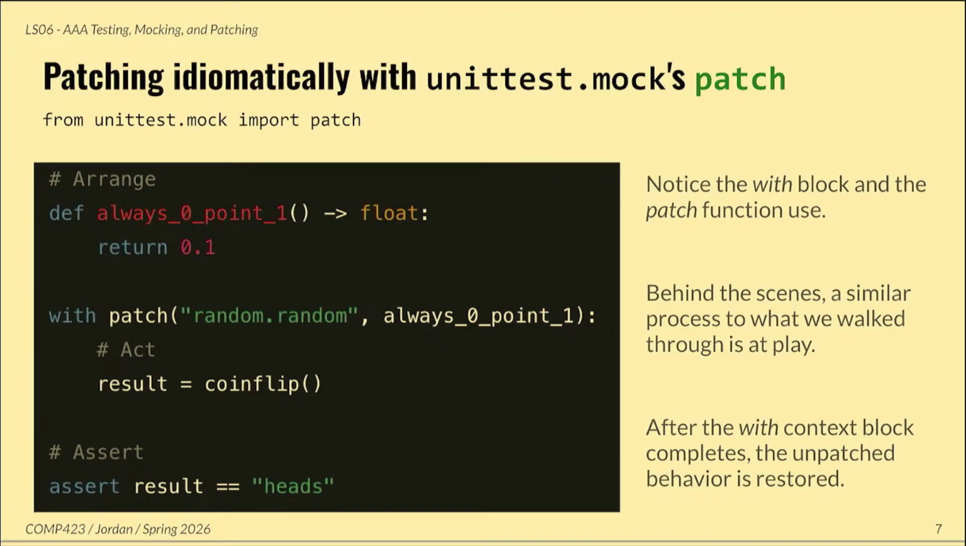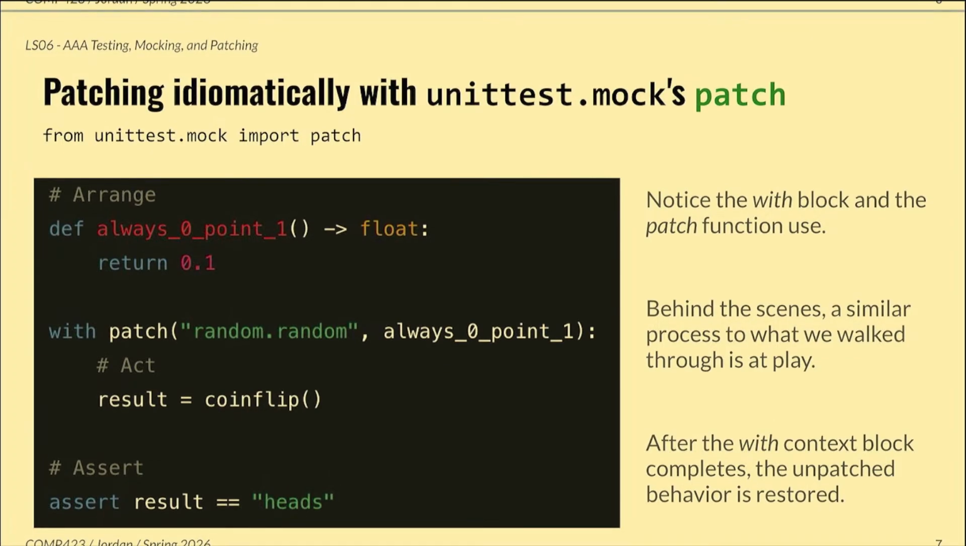But it's doing exactly what we did before. It's looking up this name, replacing it with whatever we tell it to replace it with, which is the second argument to this patch function. So the second argument is the name of our function, always 0.1. And then inside of the with block, anytime any code calls random.random, it's going to be replaced with our implementation of it. And so this coin flip function calls that built in, but now it's going to return 0.1, and we would see that we get the heads as the result.